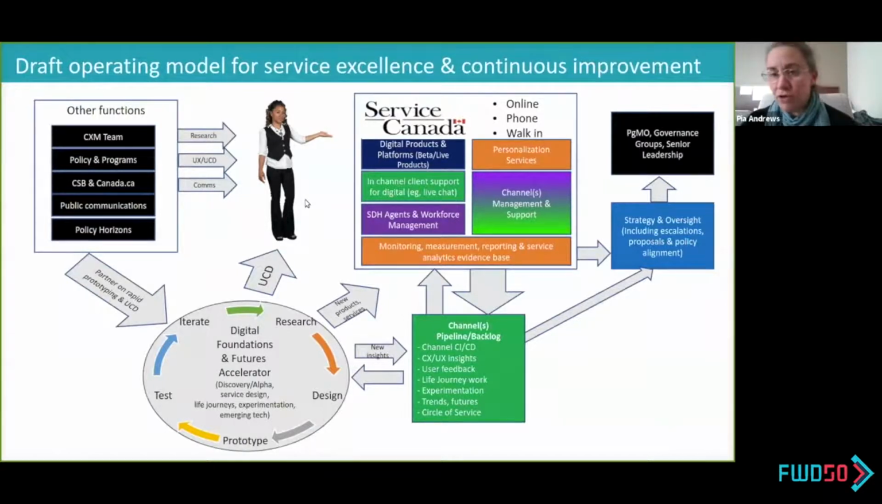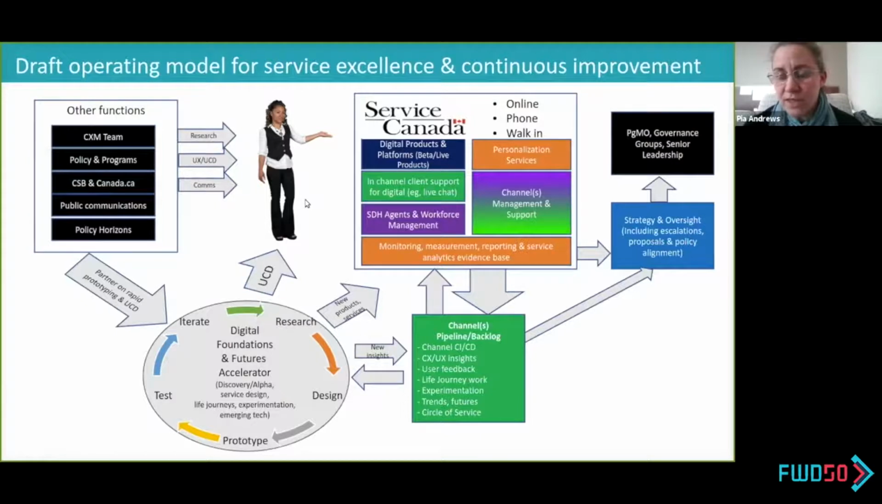They're doing it online, by phone, by walk-in. They're doing it however suits them. And then there are a series of functions, both in the digital channel and non-digital channels, the service delivery hub, who just work together to make sure that user's experience is seamless, is excellent, is escalated to in-person support if needed, is supported to be self-service if appropriate. But all of that front-end service delivery feeds into a channel backlog, which then is going into continuous experimentation and acceleration to then feed back into real-time service improvements on an ongoing basis. Of course, the whole operating model needs to engage very closely with other functions right across ESDC and, frankly, Government of Canada.